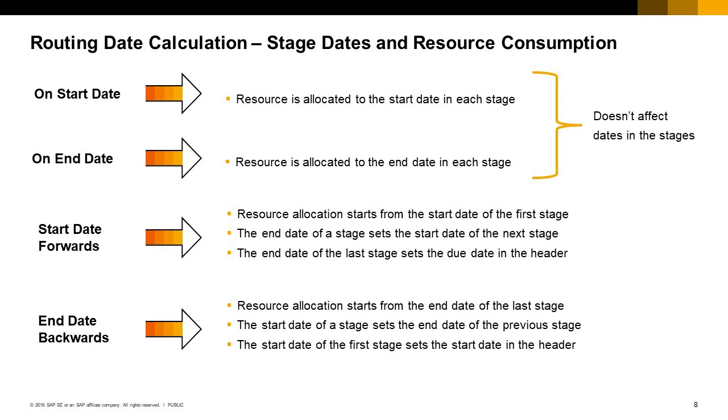The previous stage end date will be the start date of the last stage calculated. When reaching the first stage, the start date is set to the header's start date. Note that capacity allocation is calculated from the end of the day.